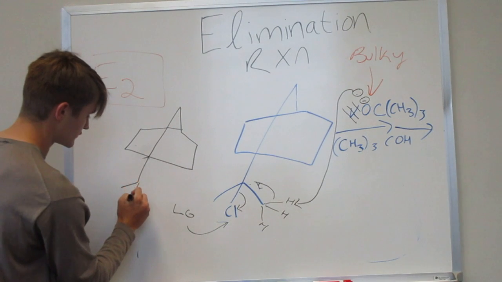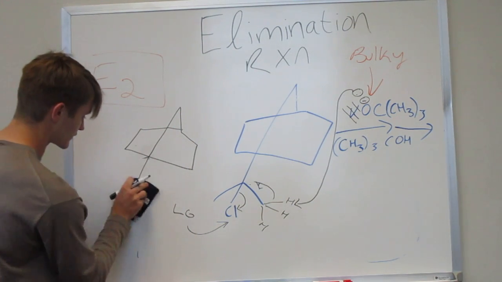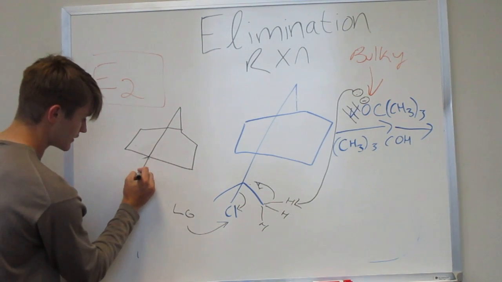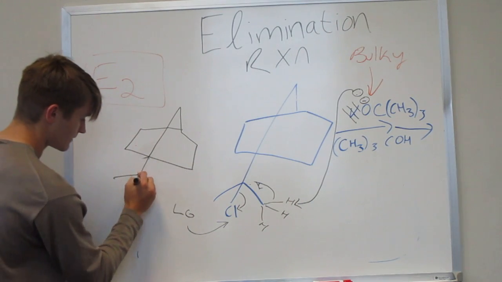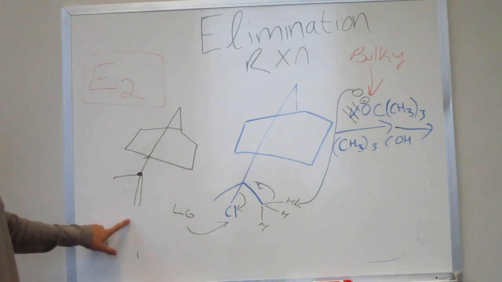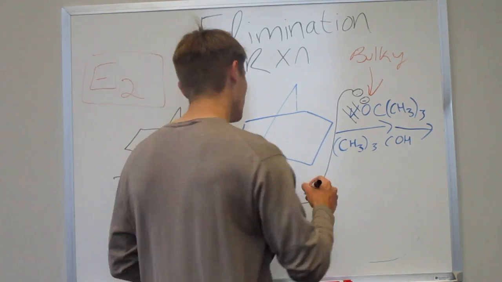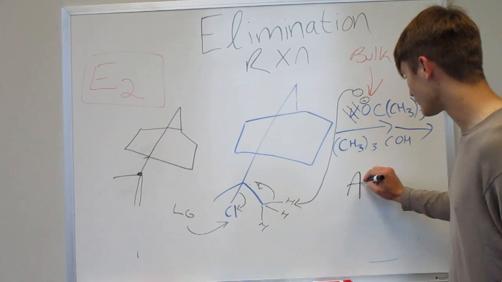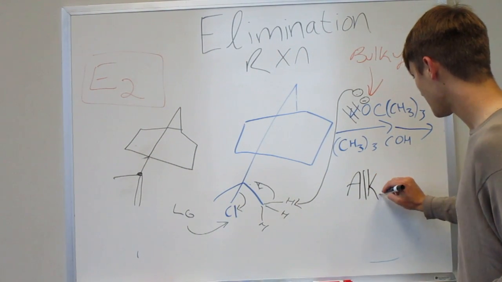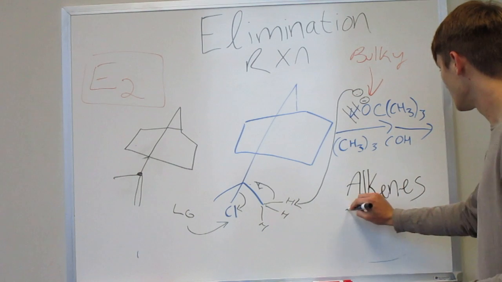Sorry, so I gave it extra. So a carbon here, and a double bond. That's our alkene. So E2 and E1 both form alkenes. I hope you guys noticed that. Formed.